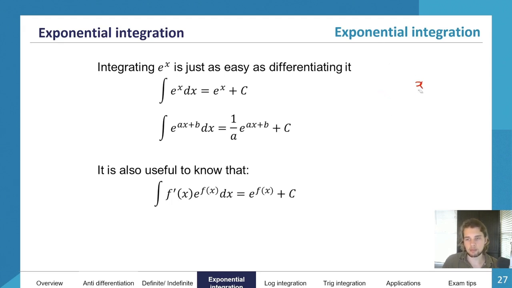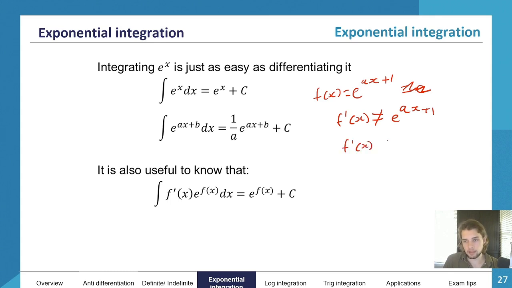Now, that doesn't mean e to the power of, let's say, ax plus 1 derived equals the same thing. So let's derive, let's say f(x) equals this. The derived version of f(x) does not equal e^(ax+1). It does equal basically the differential of what's up here multiplied by this.